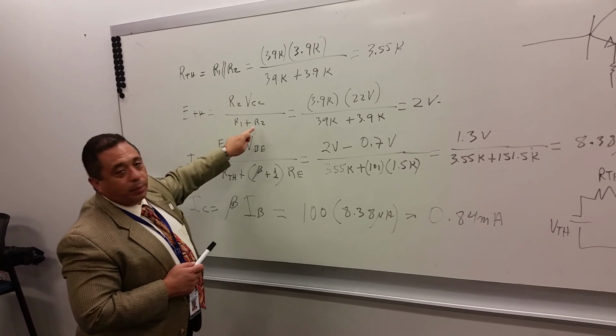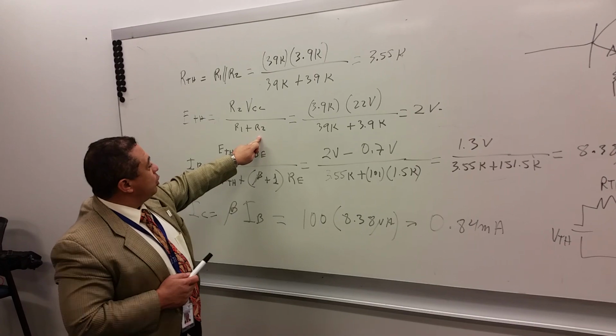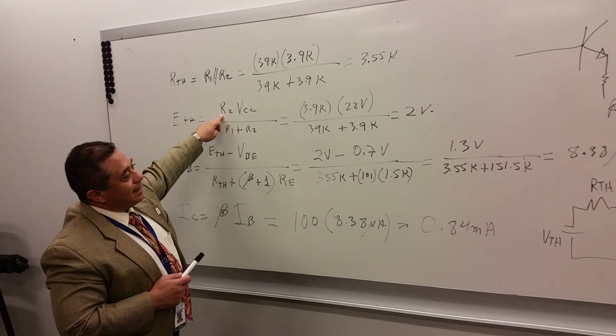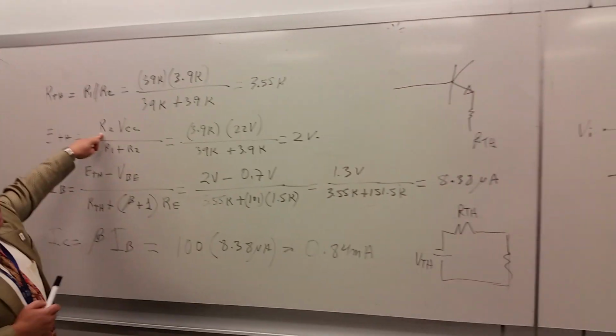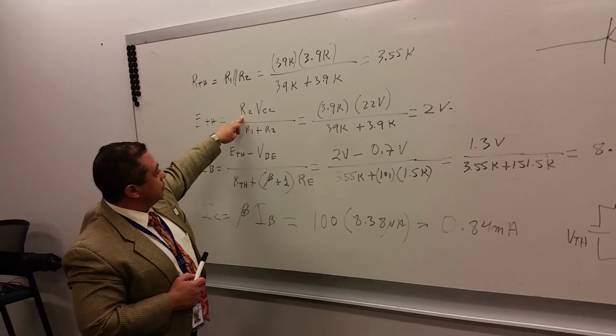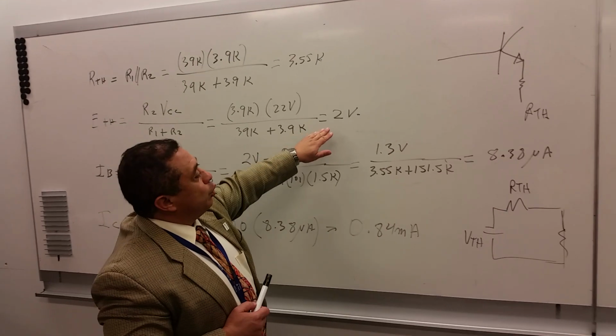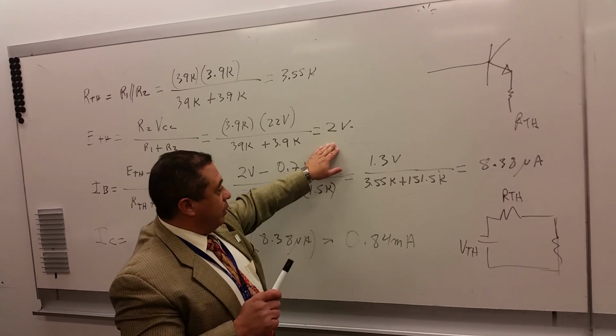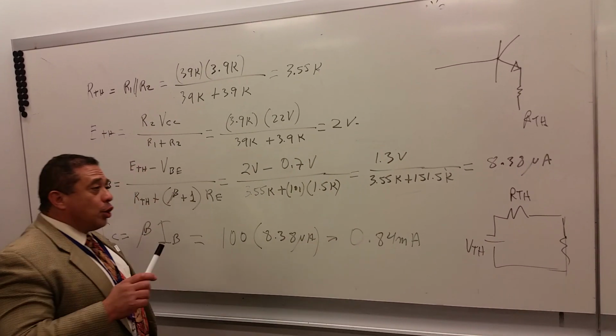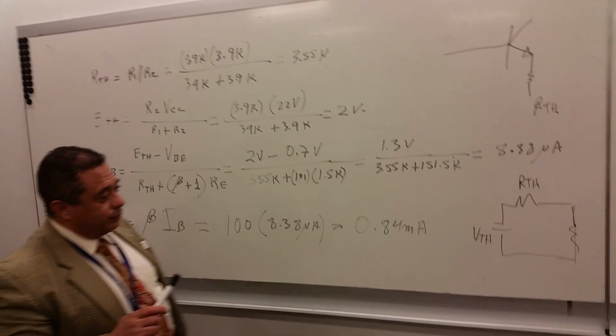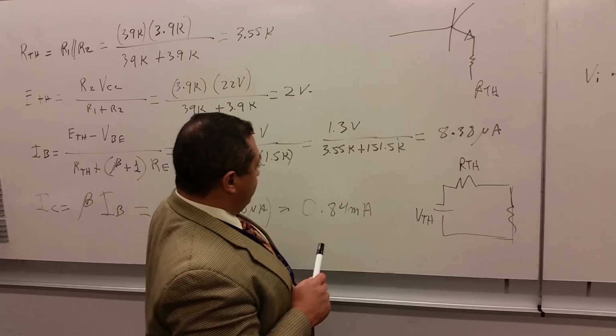Now for the Thevenin voltage, you use the voltage divider rule, which in this case is VCC times R2 divided by R1 plus R2. Please note that R2 is the resistance at the base-emitter connection. Now we substitute the values and we get 2 volts. That's our V Thevenin.